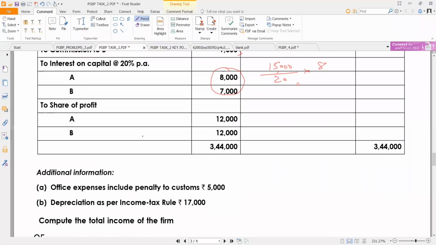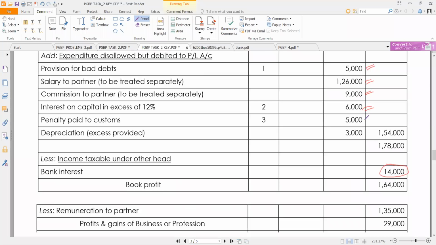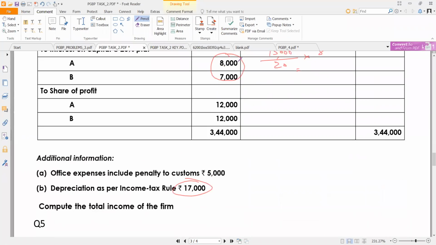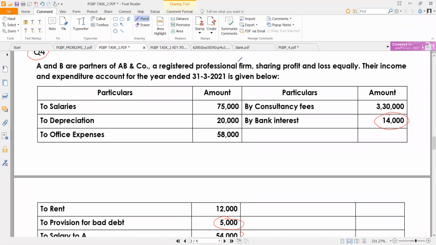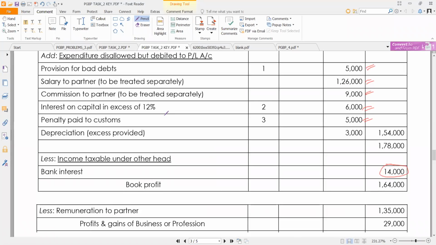Next, further information is given. Office expenditure includes penalty to customs 5,000, should be added back. And other things like depreciation as per income tax rules is 17,000. But how much was debited here earlier? 20,000. But you do the treatment in the exams consistently: add 20,000, deduct 17,000, net effect is deduct 3,000. That's what it is. So all these adjustments, once we do, we have this book profit, that is 1,64,000.